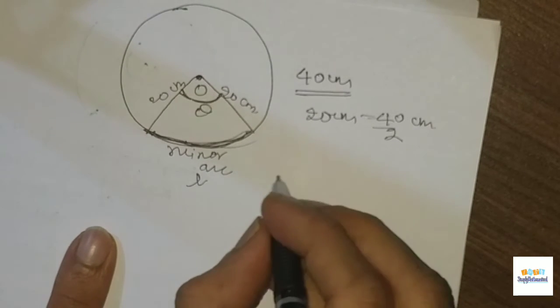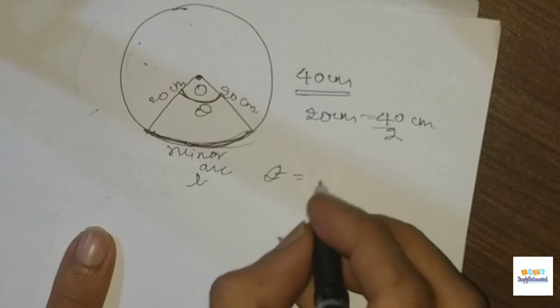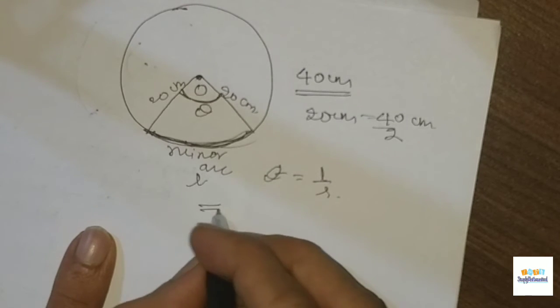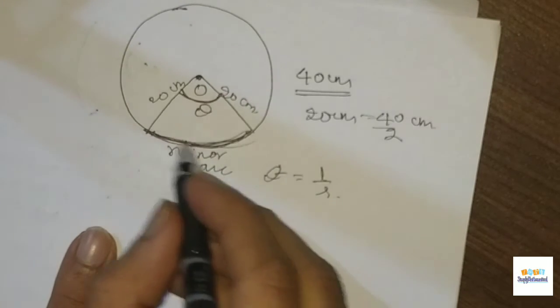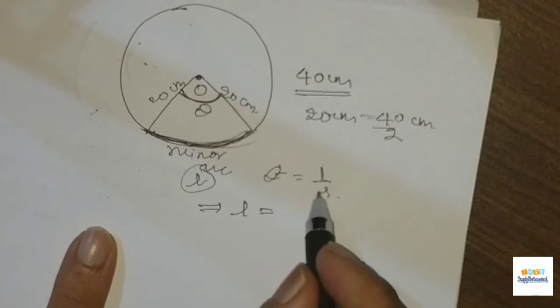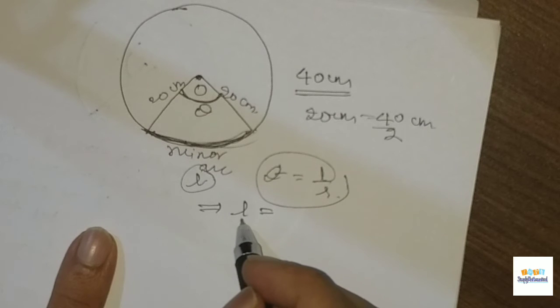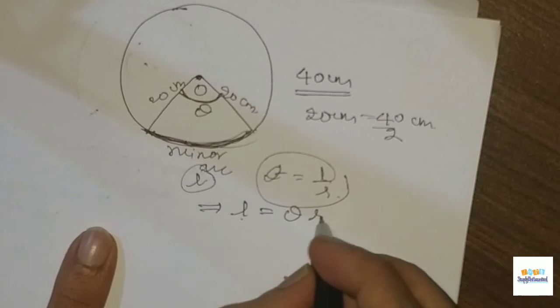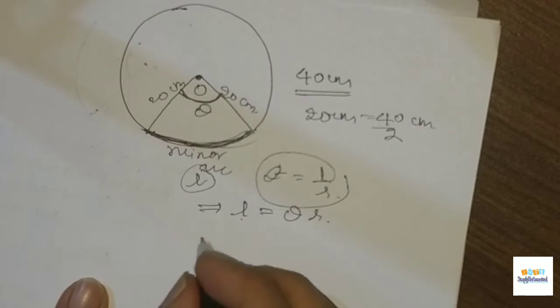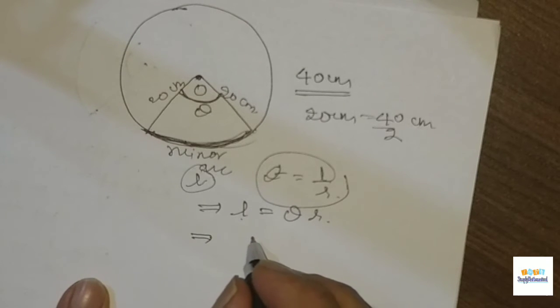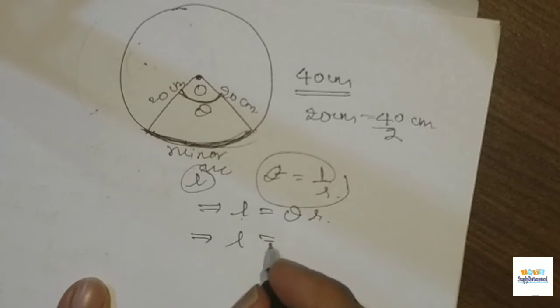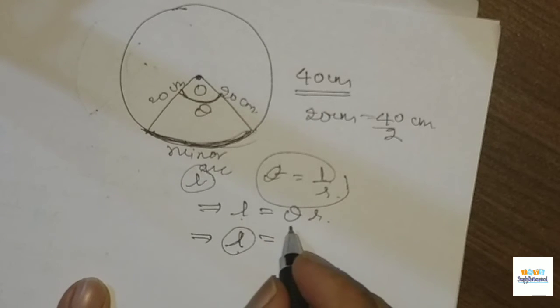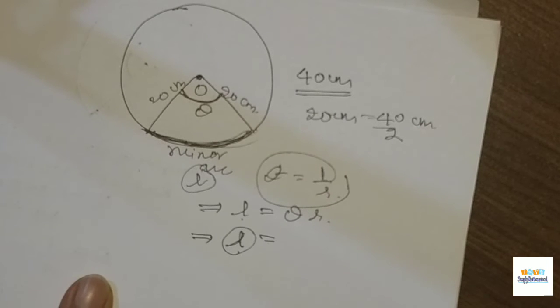What is the formula? You know that theta is equal to L by R. So what will be L? Since we have to find the minor arc, that is L, we have to write this in terms of L. So L is equal to theta multiplied by R. L you have to find. L is equal to theta, and theta also we have to find first.